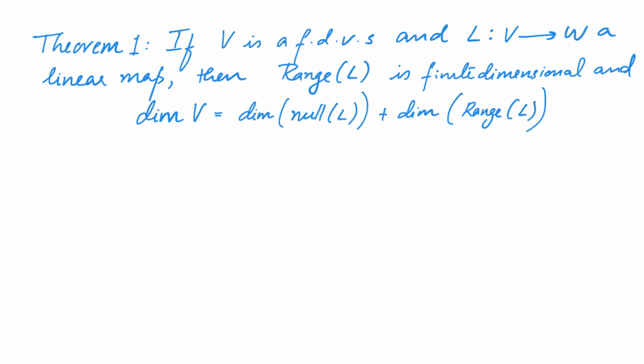of L. Now, we give a name for the dimension of range of L. It is called the rank of the linear map. Similarly, we give a name for the dimension of the null space. It's called nullity. Therefore, we can restate this as dimension of V is equal to the sum of nullity and rank. And therefore, this theorem is often called the rank nullity theorem.